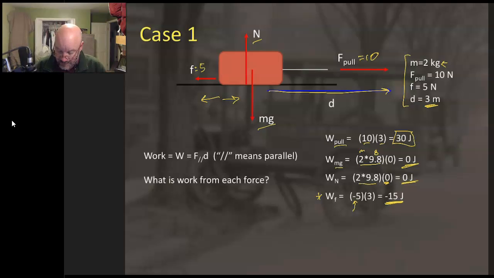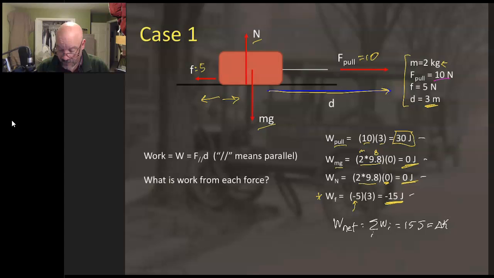So if we add all this up and we think about what we call net work, which is going to be the total amount of work done by all my different forces, we're going to have 30 plus 0 plus 0 minus 15 gives us 15 joules. Then we could use that to calculate the change in kinetic energy. This tells us we have a positive change, so that means the thing is going to speed up.